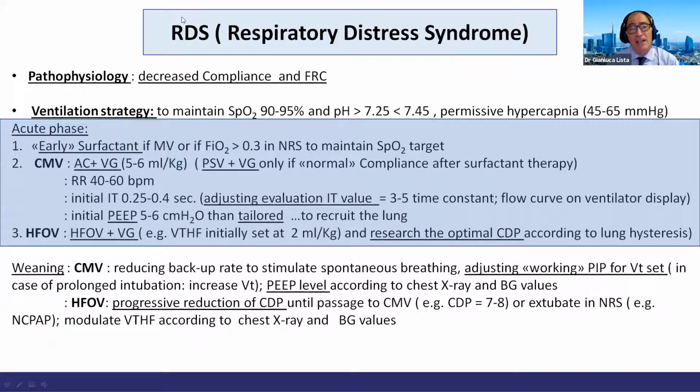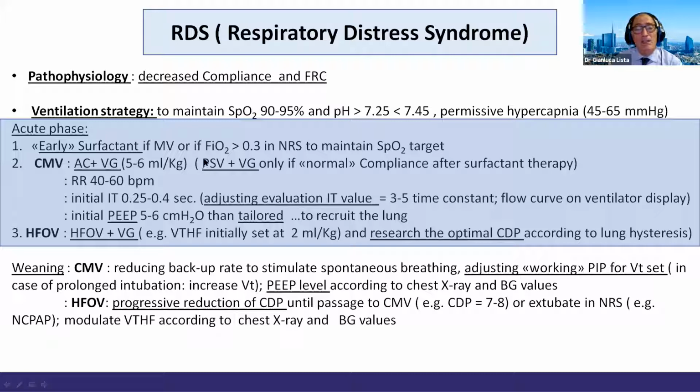The RDS is a lung disease typically related to the absence or reduced presence of surfactant. It is characterized by decreased compliance and reduced FRC. In the acute phase, for all the babies, mechanical ventilation is necessary, and give surfactant as soon as possible, in particular when FiO2 is not too high. When you use conventional mechanical ventilation, I suggest to use assist control plus volume guarantee, and the tidal volume could be set at the beginning around 5 or 6 ml per kilogram body weight.